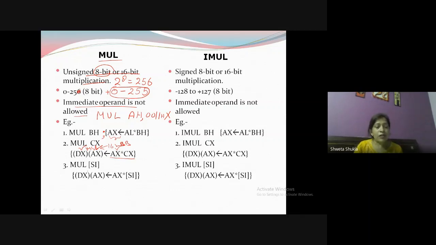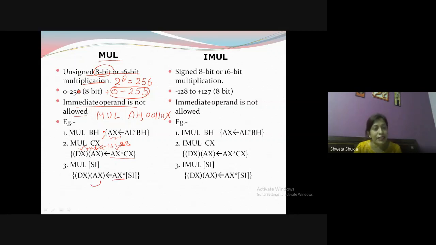Okay. Now let us suppose we are using a word pointer. With a word pointer, if we have given some source index, that means an index register, you have to go to the source index and collect the memory location or address from there, go to that particular memory location, get the data from there, and multiply it with the AX register.